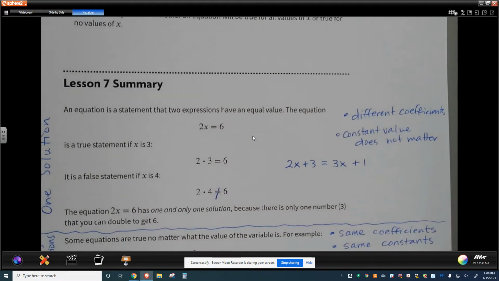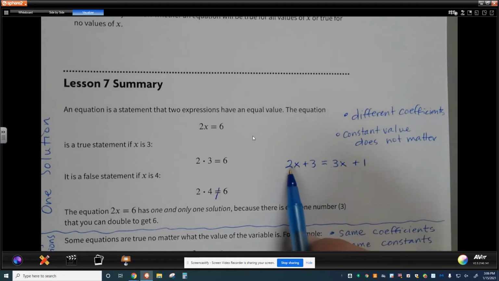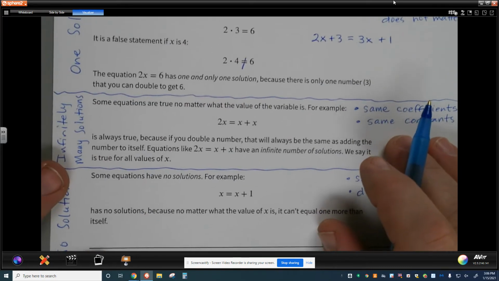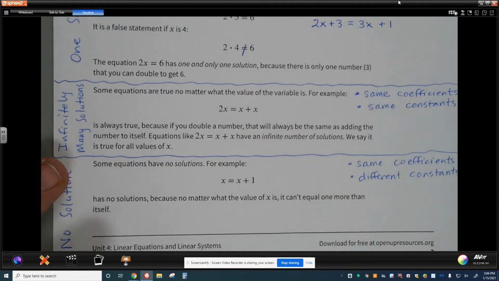Now what happens if we have the same coefficients? So what if this was 2x and this was 2x? Then we need to start thinking about two other possibilities. We're thinking that any value for x could make it true, or no values of x will make the equation true.